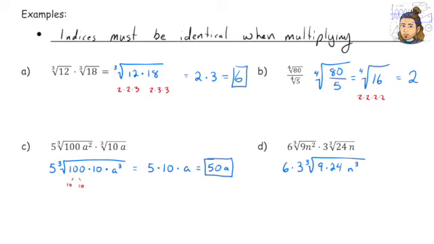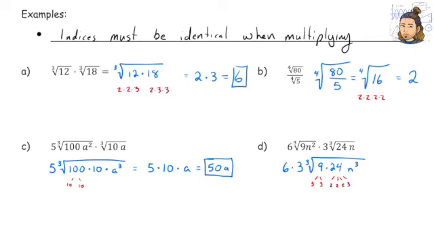And now we'll go ahead and factor our 9 and 24. 9 we all know is 3 times 3. 24 is going to be 2 times 2 times 2 times 3.